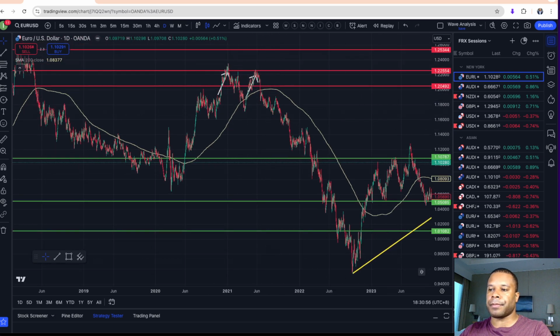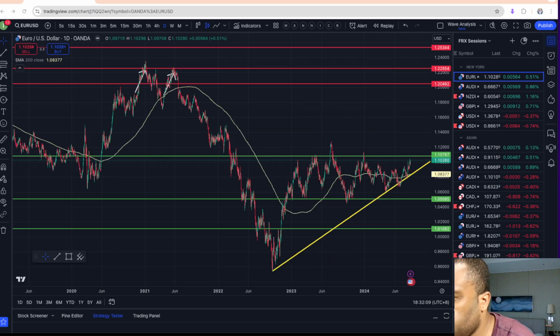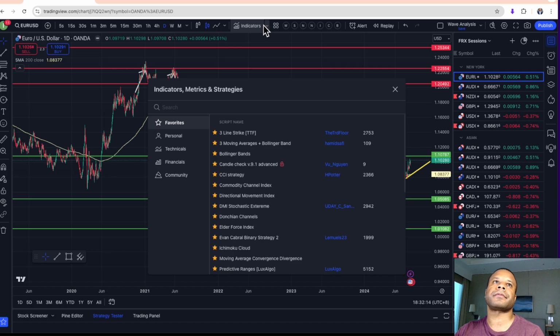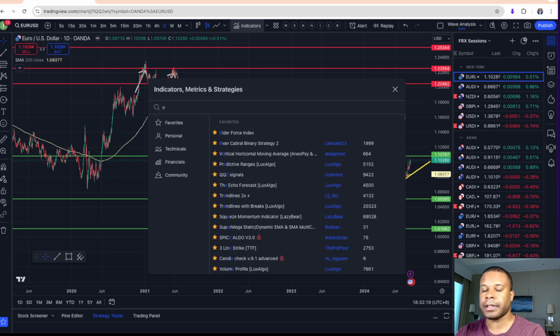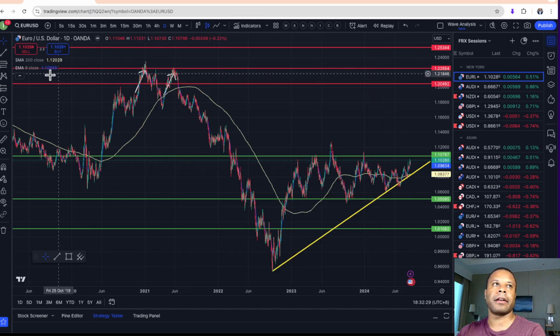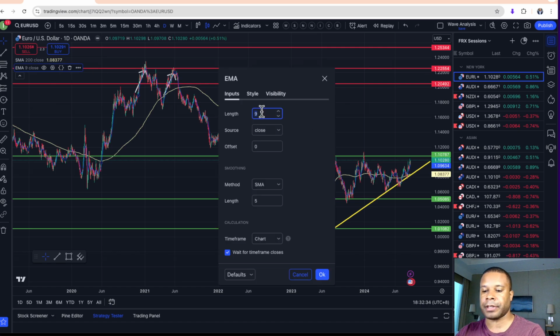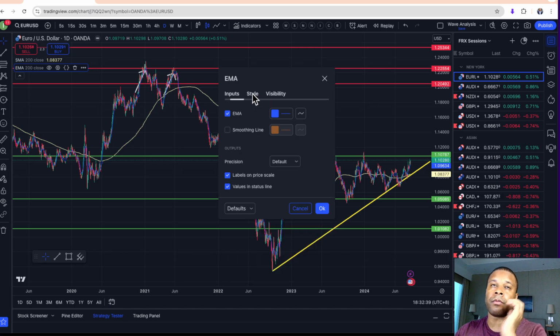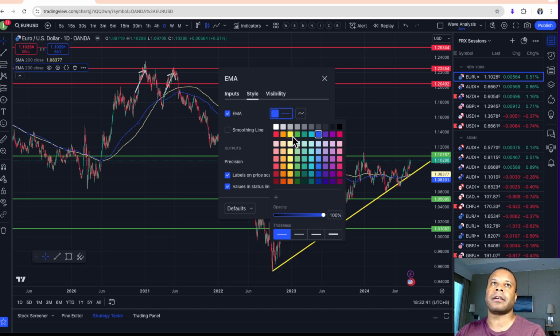Now let me show you something else really quick. Besides the SMA, which is the simple moving average, we have something called the EMA, and I won't get too deep into this. It's the exponential moving average. We add it to our chart here, so you pick EMA, and I'm going to set it to the same exact thing, 200, and we're going to change the color.